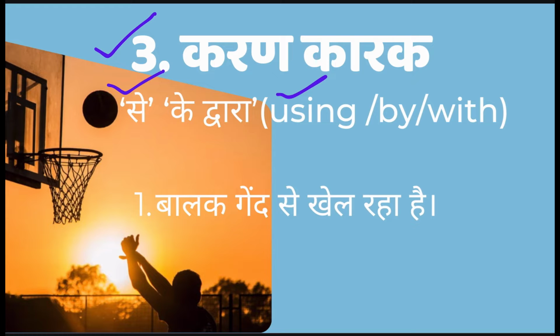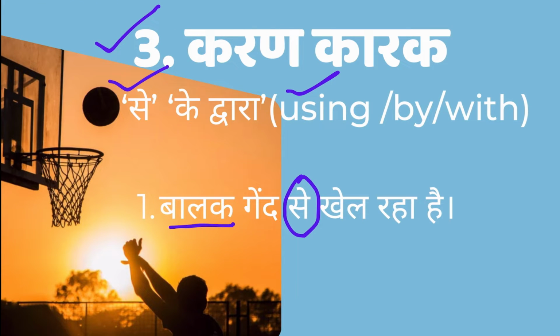The object using by or with which the subject completes the action, that object is known as Karan-karak, and we connect that object using se with the rest of the sentence. Let's understand this with some example. Example 1. बालक गेंद से खेल रहा है. The child is playing with the ball.